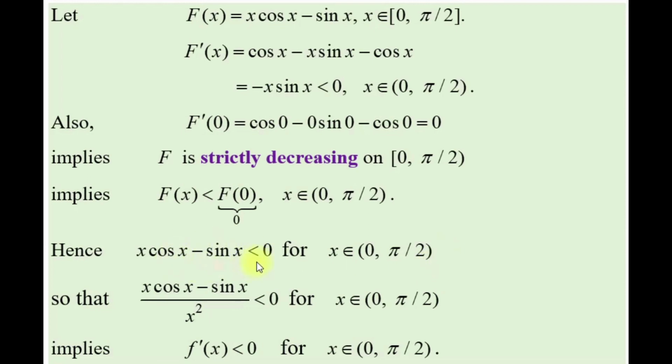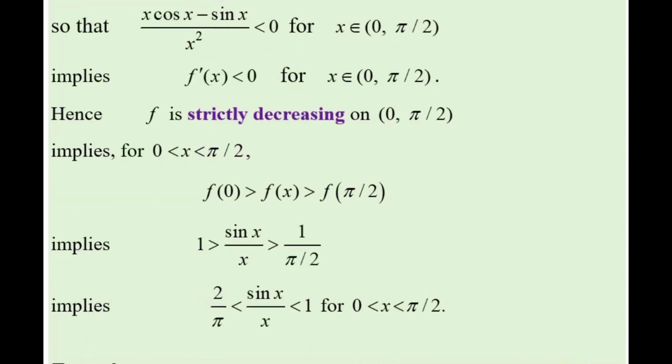Now we divide this inequality by x square, which is positive. So inequality will not be affected. So we obtain x cos x minus sin x by x square less than 0 for x belongs to open interval 0 pi by 2. Now what is this? This is f prime of x, already seen. So we have f prime of x less than 0 for x belongs to open interval 0 pi by 2. Hence f is strictly decreasing on open interval 0 pi by 2.